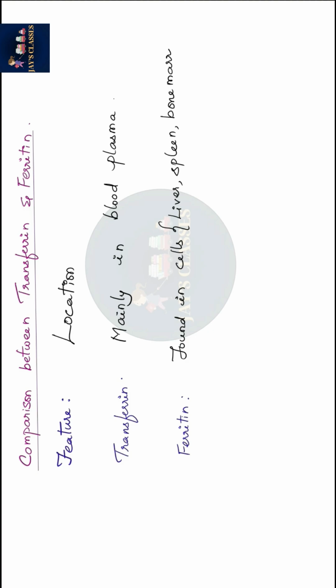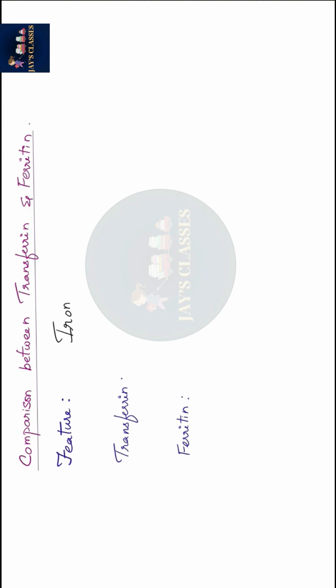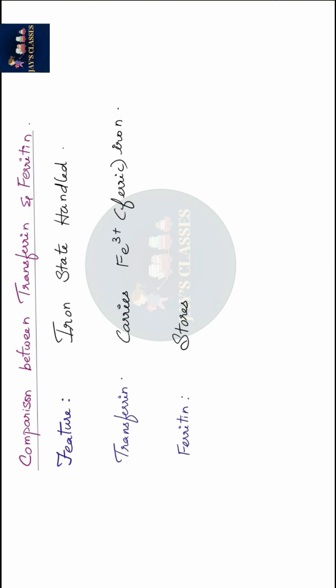Location. Transferrin is found mainly in blood plasma. Ferritin is located inside cells, especially in the liver, spleen, and bone marrow, with small amounts in the blood. Iron state handled. Transferrin carries iron in the ferric state, that's Fe3+. Ferritin can store both ferrous Fe2+ and ferric Fe3+ iron.